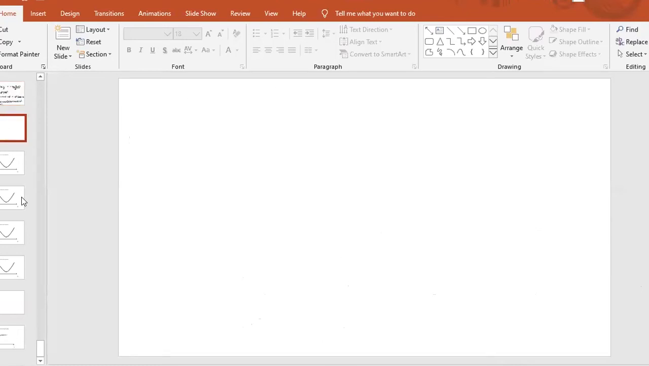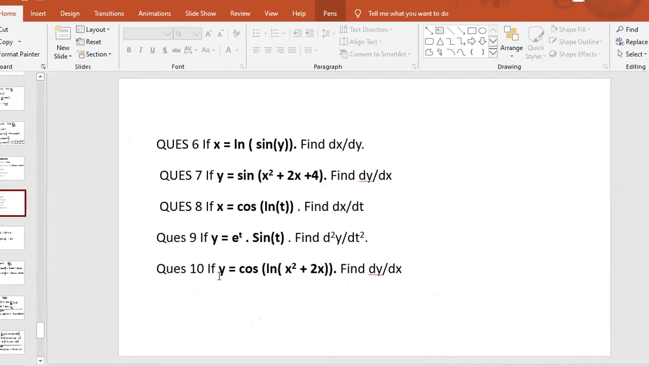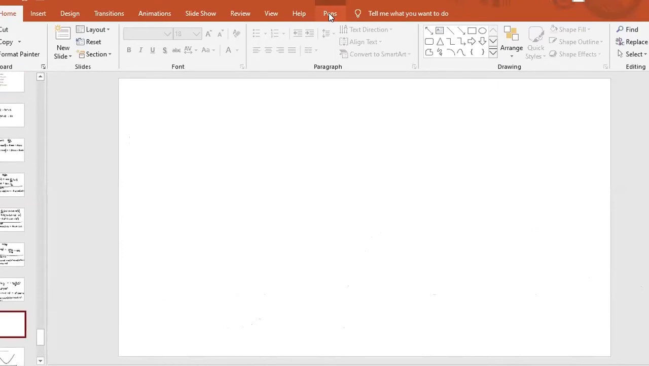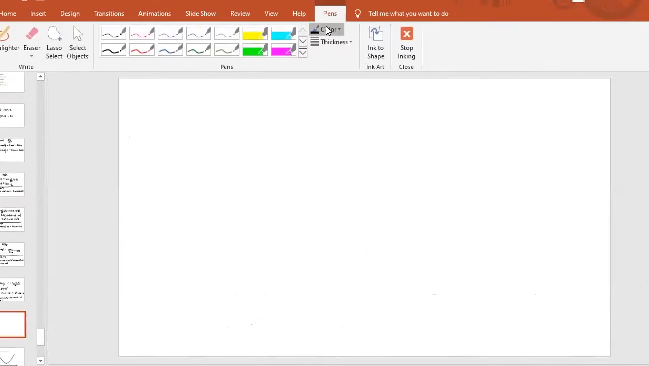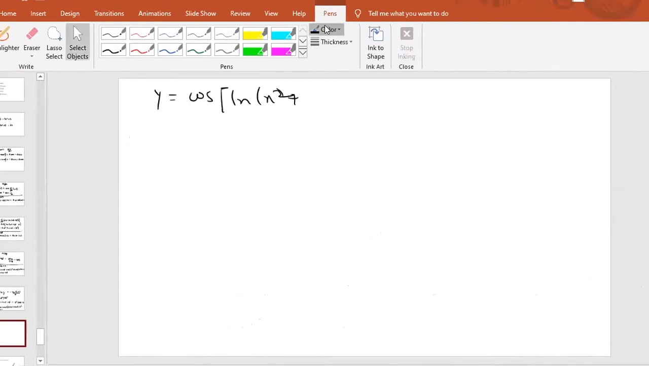Now question number 10. What was the question number 10? Question number 10 was y is equal to cos of log of x square plus 2x. Okay. Y is equal to cos of log of x square plus 2x.